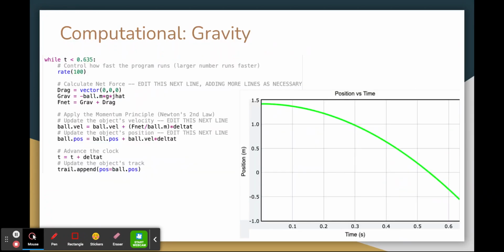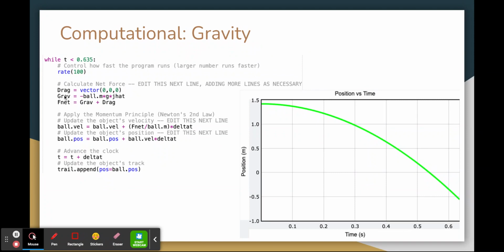Our first computational model is with gravity. Here's the code I created for this. Our time for the fall was 0.635 seconds, so that's why I put this here. Since we're just looking at gravity, my drag vector is going to equal 0 because we do not want to consider it in this part of the experiment.